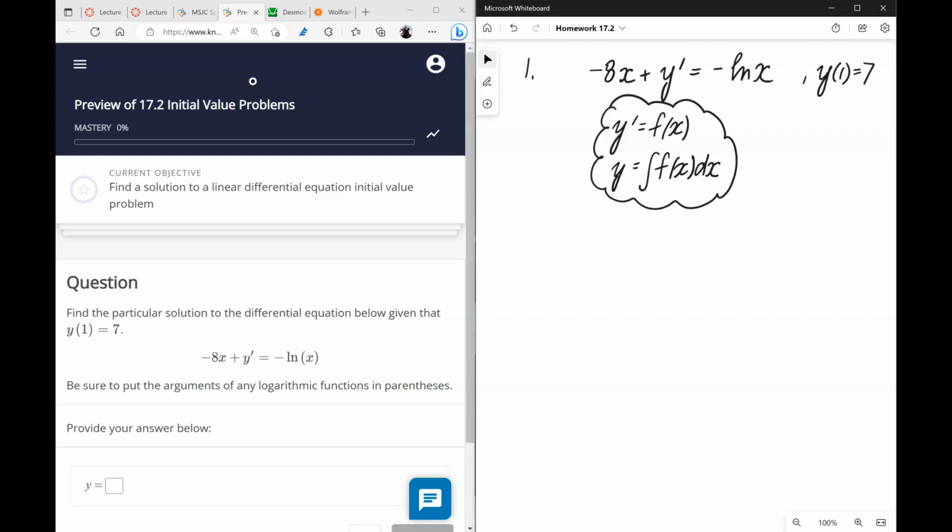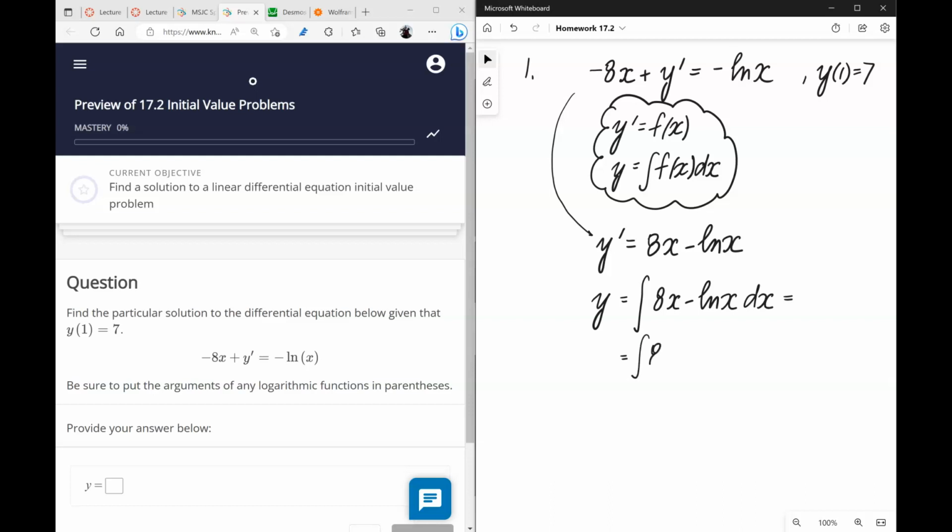And that's the idea. Now, to execute it, we are going to take our equation and rewrite it. So first we're going to isolate y prime. And after we isolated y prime, we're going to find the general solution by integrating this. And this is very simple. It's just two integrals of two simple functions.